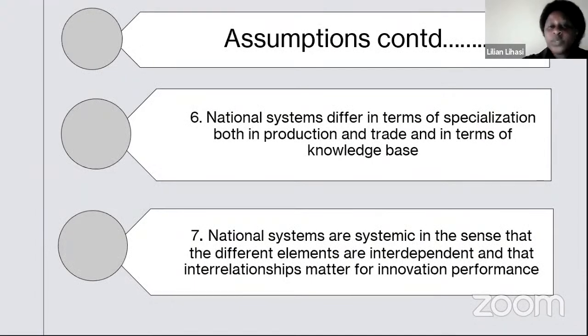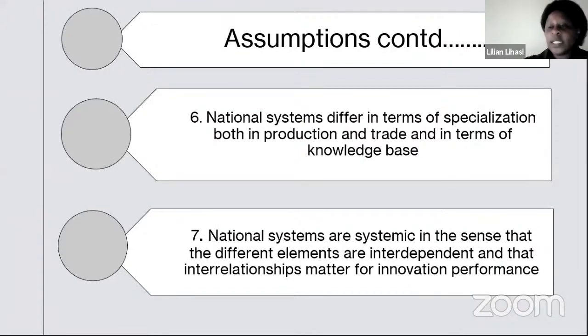Lundvall also went ahead to assume the core evolutionary aspect, and he said national systems differ in terms of specialization, both in production and trade, and in terms of knowledge base. And that's where we talk of the national systems of innovation. That's where you find that certain systems that may work in Kenya may not be able to work maybe in Nigeria or elsewhere, because they differ in specialization, both in production and trade, and in terms of their knowledge base.